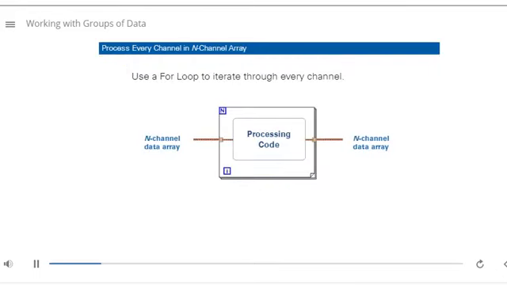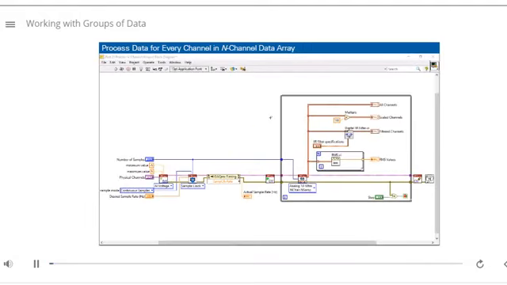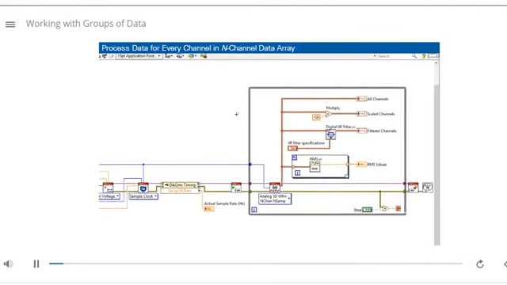Now that you know how to use for loops with auto-indexing tunnels, you can use this technique to iterate through each channel in an n-channel data array, process each channel, and output the processed results of each channel to another array. This example acquires n-channel, n-sample data as a 1D waveform array data type. It displays the acquired data in this graph.